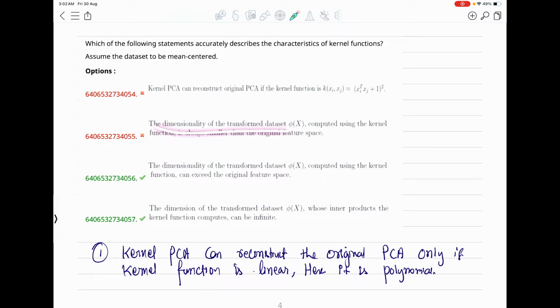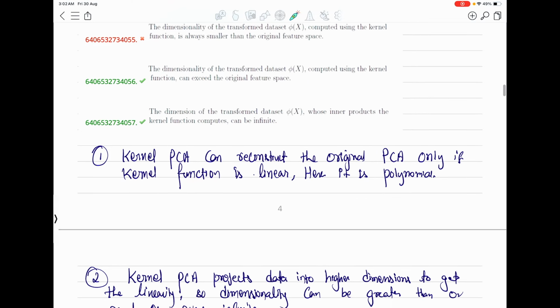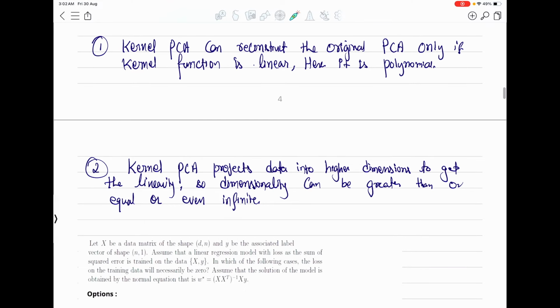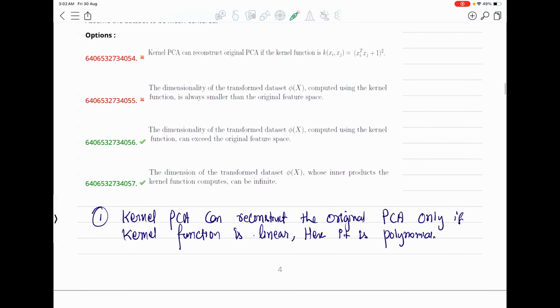The dimensionality of a transformed data set computed using the kernel function is always smaller than the original feature space. So it is not true. As you know, what a kernel function basically does is project our data points into higher dimensions to capture the linearity in the data set. So the dimension can be greater than or equal to the original, or it can even be infinity. So that's why this is wrong.